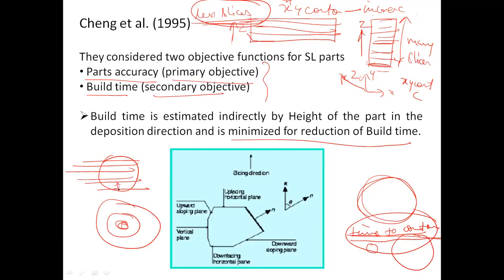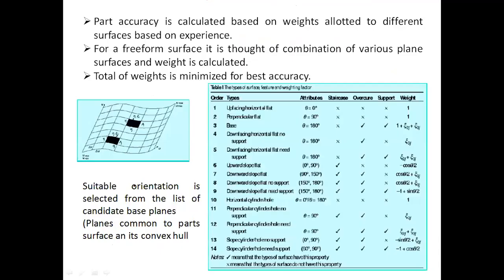It is going to increase depending upon the layer thickness. If you have a smaller layer thickness, you will have a larger number of slices and more contouring is needed. If you have thicker slices, less contouring is needed, so you will have smaller build time. So he defined the surfaces that were available and gave them weighing factors. He defined a lot of surfaces, such as an up-facing horizontal surface, based on the surface normal that you have already learned. Every freeform surface was thought to be a combination of various plane surfaces, and their weights were calculated.